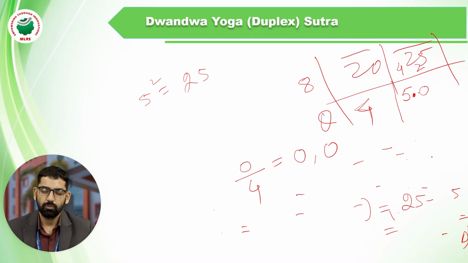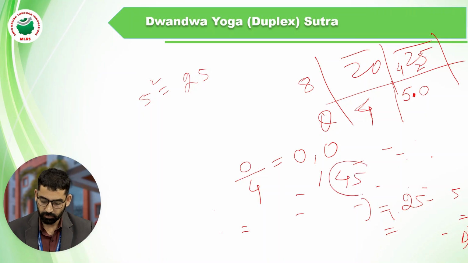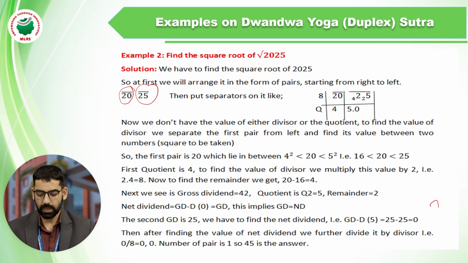So this is 45.0. So the answer of this question is we combine this value as 45.0 or 45. As you can clearly see that 2025 is the square root of the number 45.